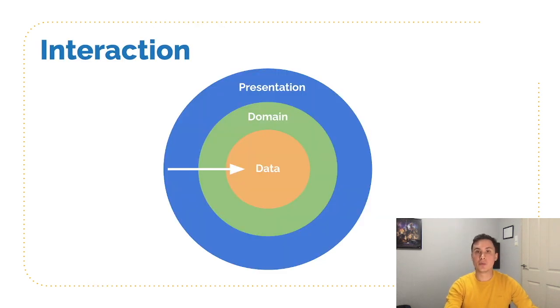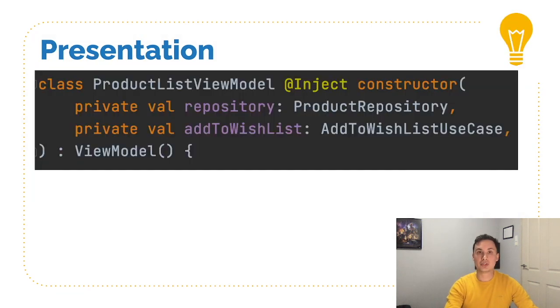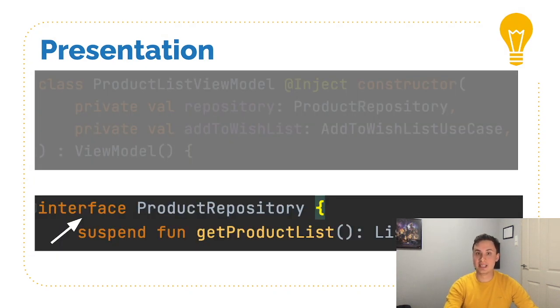So now that you know what each of those layers are and what goes in each of those layers as well, now let's see how the interaction between them works. So the presentation is allowed only to communicate with the domain. It cannot communicate with the data layer. And usually the way that you do it is by injecting the use cases and the interfaces of your repositories in your view model. But remember, those repositories, they are interfaces, they are not the implementation details.